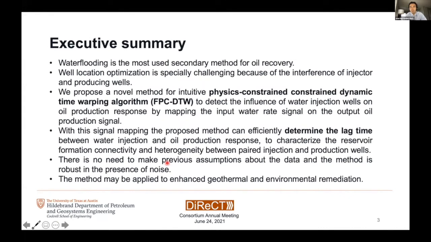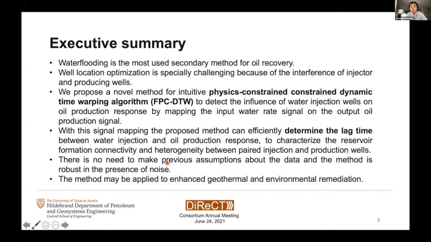Basically, the motivation for this work is that water flooding is one of the most important and mostly used secondary methods for oil recovery. However, one of the challenges with water flooding is that it's very challenging to do well location optimization because of the influence of the different injector wells and other producing wells on the producing wells. So, thinking of that problem, we're proposing a novel method using intuitive physics constraints on the dynamic time warping algorithm to detect the influence of the water injection on the oil production response.